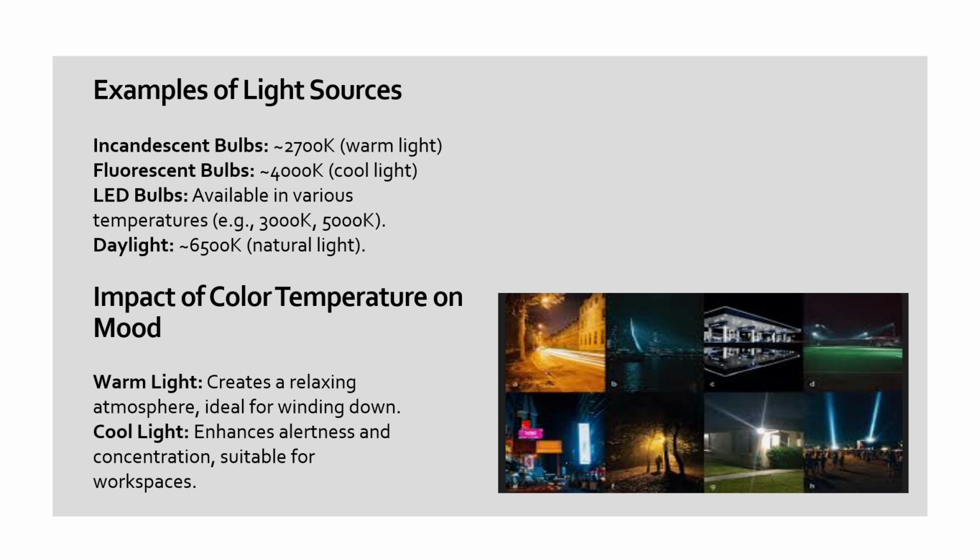Moving on to the impact of color temperature on mood, we can see that warm light, like the light emitted by incandescent bulbs, creates a relaxing atmosphere, making it ideal for winding down and creating a sense of comfort. Conversely, cool light, often found in fluorescent bulbs or daylight, enhances alertness and concentration, making it suitable for workspaces or tasks that require focus.